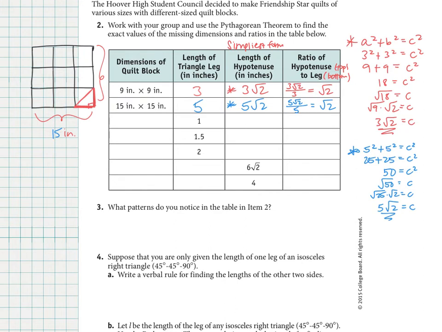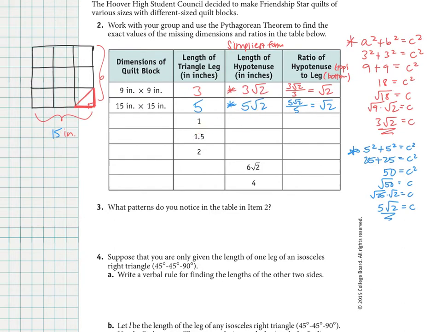Now, here's what we're going to try to do. We're going to see if we notice a pattern of any kind. If we have a leg and a hypotenuse, we can notice that the same value will be involved in each. Like I have 3 here and I have 5 here. But with our hypotenuse, we'll be multiplying whatever the length of that triangle leg is by root 2. So maybe that's a pattern here.